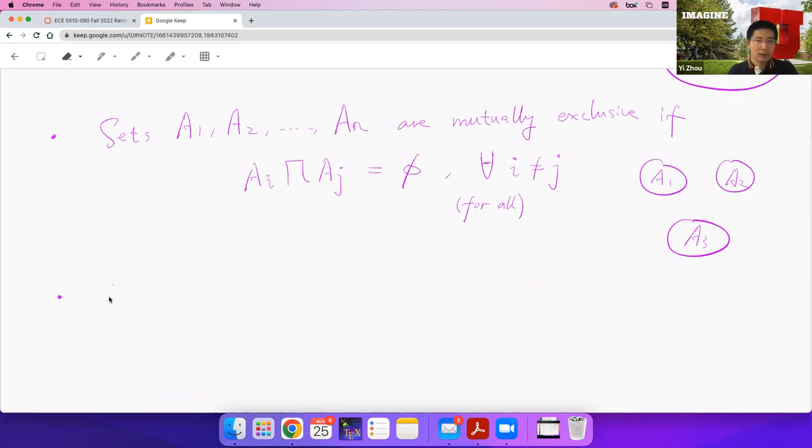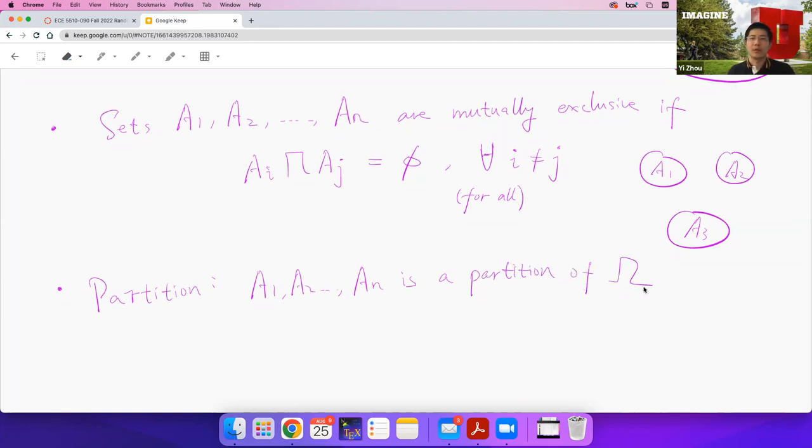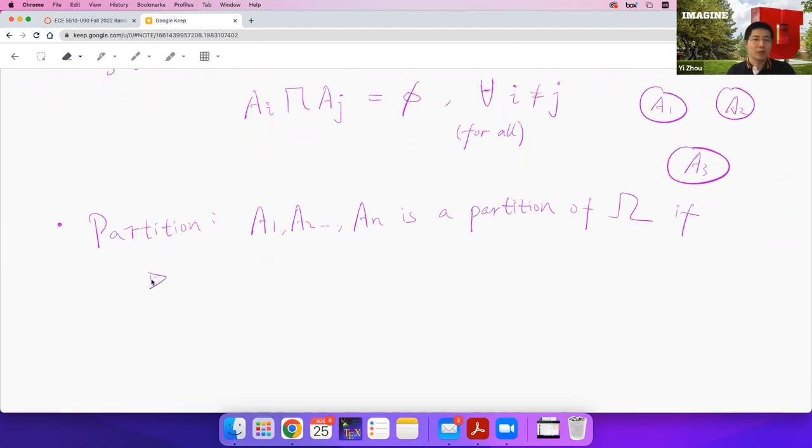And the last element that we need is the partition. We need to consider partition of sets. So A1, A2, up to AN is a partition of set omega if the following two conditions hold. First of all, A1, A2, up to AN are mutually exclusive. They have no intersection with each other. And second of all, their union gives this omega set.